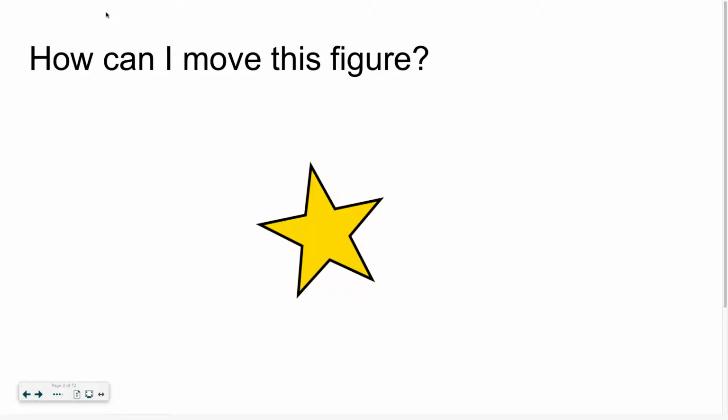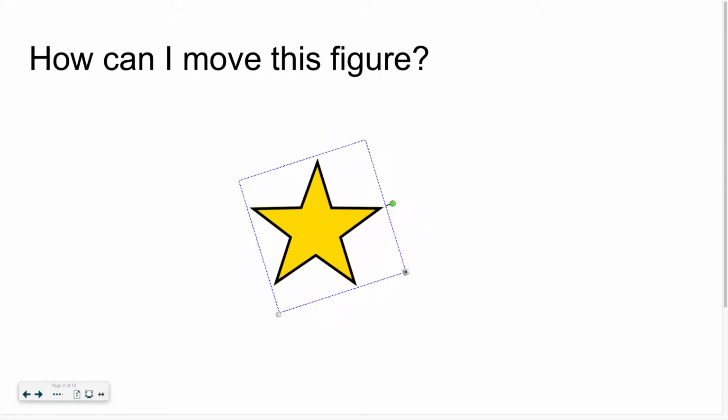Let me clarify. If I had a figure such as this, understanding how the smartboard works, how could I move it? What ways could I move it? Pick it up. Well, it's not three-dimensional, so I can't pick that up. You can move it. What do you mean? You can rotate it. Yeah, I could rotate it.